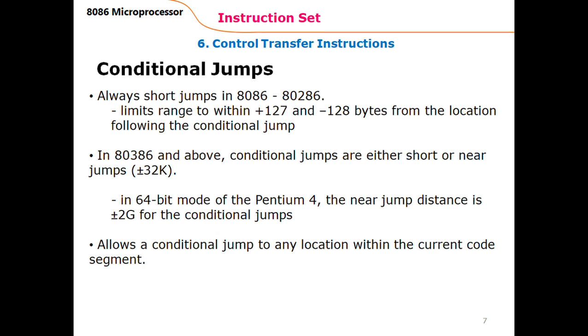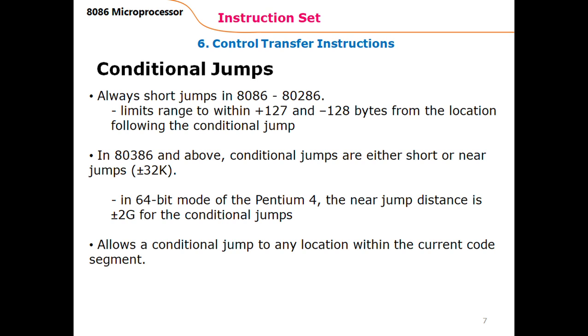Okay, so conditional jumps are always short jumps in 8086 and 80286. The range of a short jump is within plus 127 and minus 128 bytes from the location following the conditional jump. In later microprocessors, 80386 and above, conditional jumps are either short or near jumps, and the range of these jumps is plus minus 32 kilo, which covers the entire code segment. So just like the unconditional near jump.